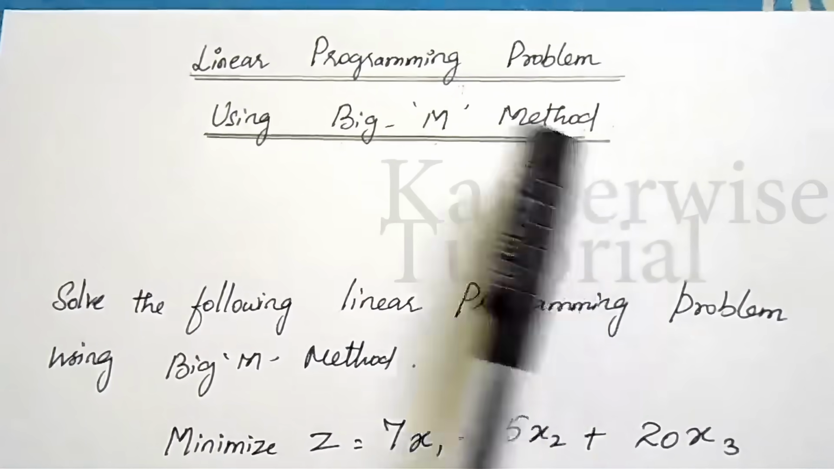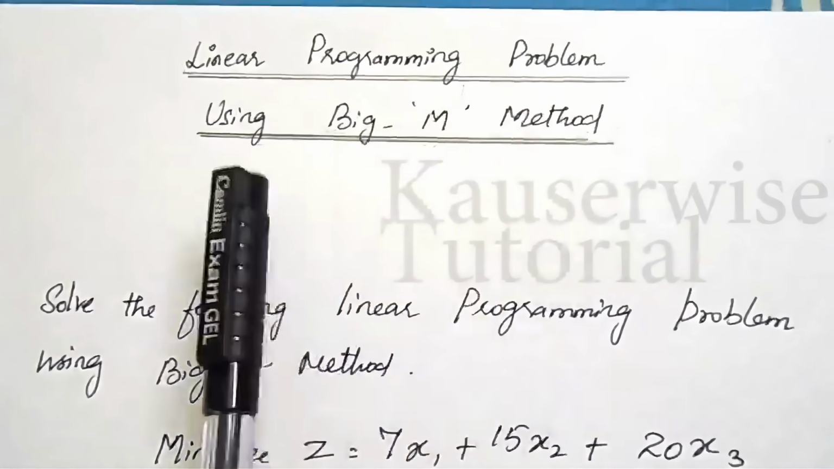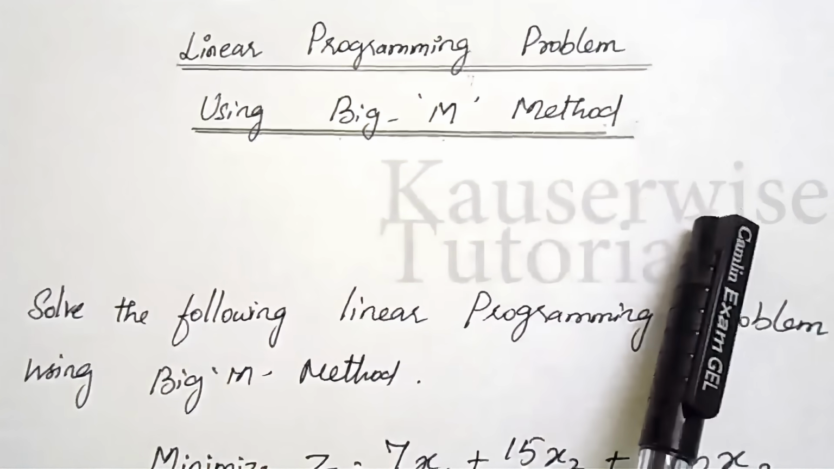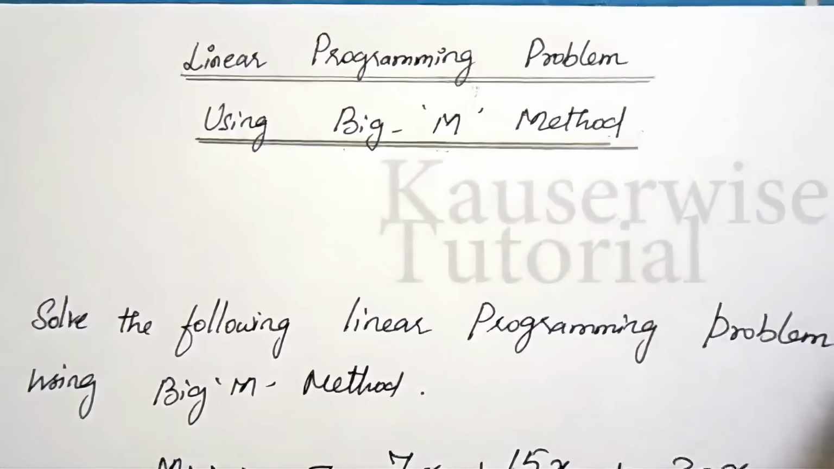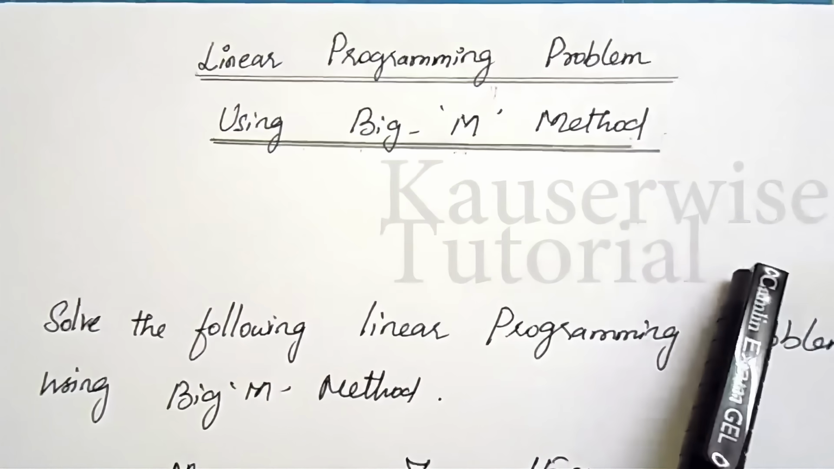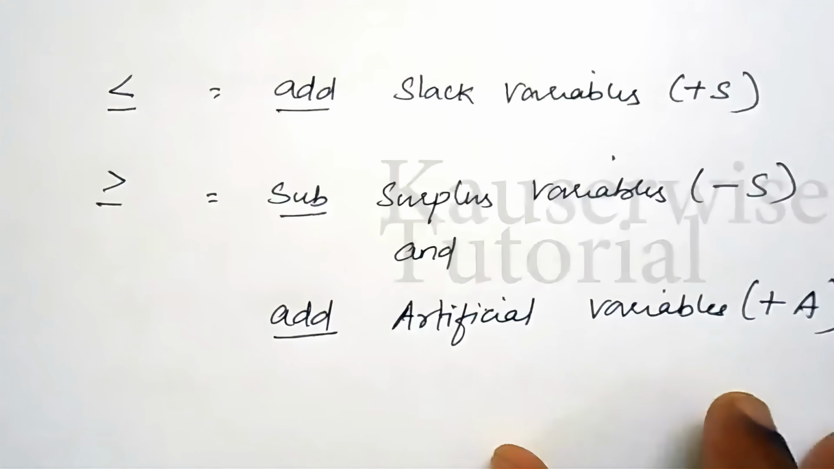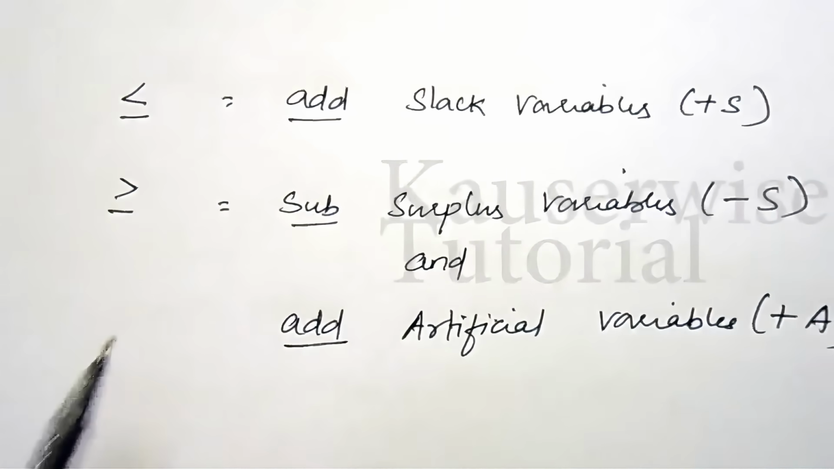In this video, we are going to see a linear programming problem using the Big M method. The Big M method is a modified version of the simplex method only. So we can use the same simplex algorithm to solve this Big M method. There is not much difference between the simplex method and the Big M method.